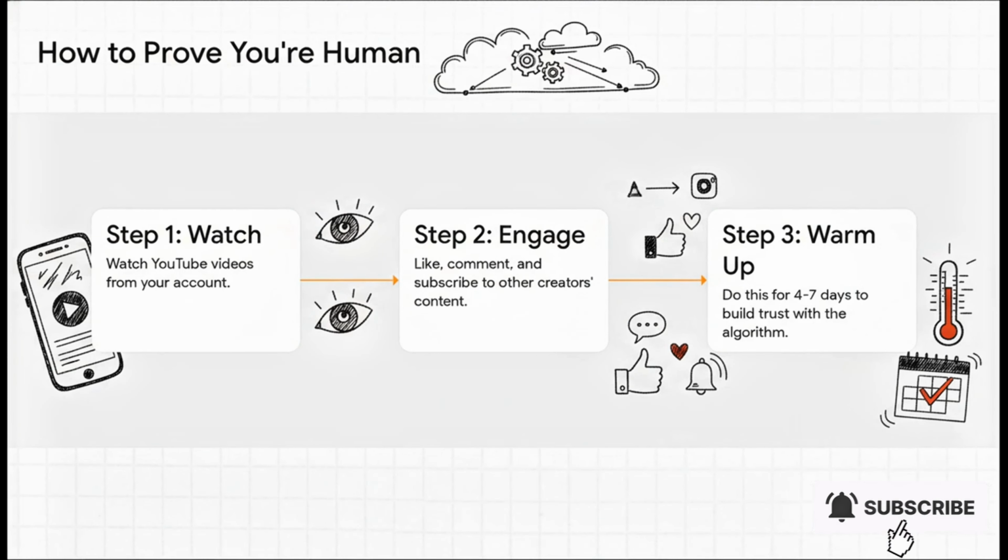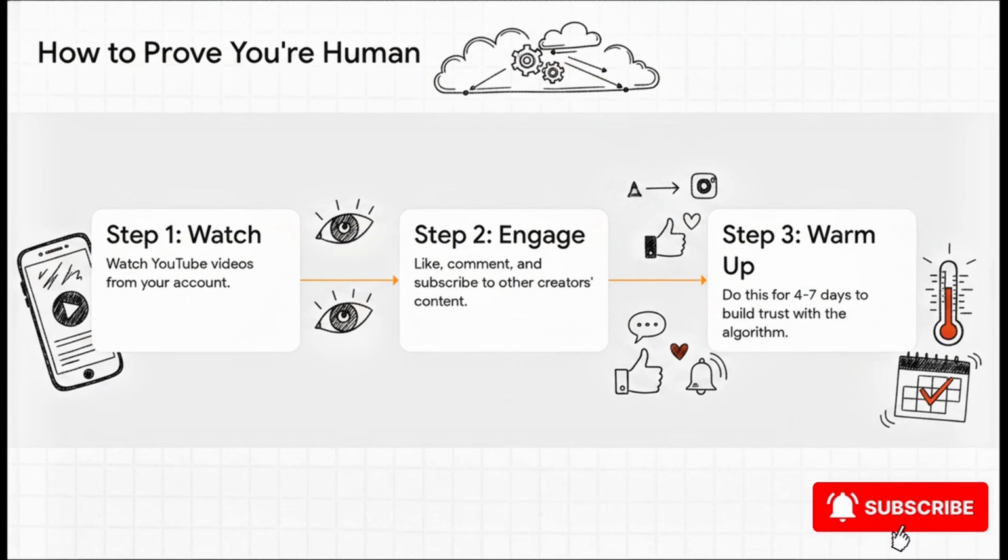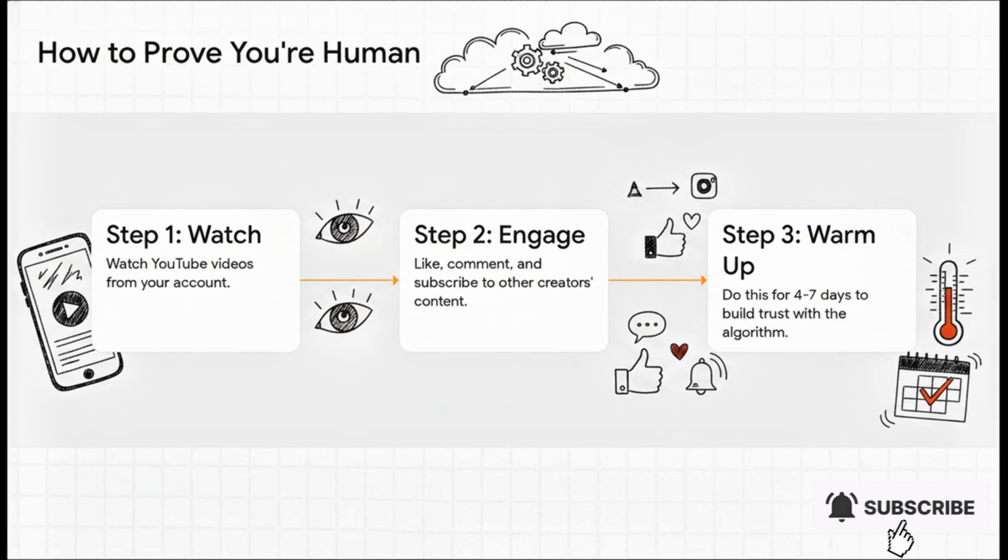So how do you fix this? Easy. You need to act like a real user. For the next, say, 4 to 7 days, just use your account. Watch some videos, leave some genuine comments on other people's stuff, subscribe to a few channels you like. This whole process warms up your account and sends all the right signals to the algorithm.